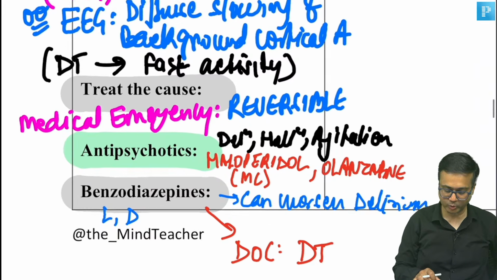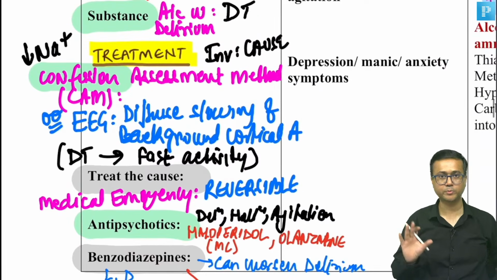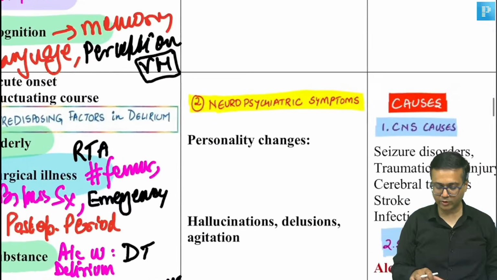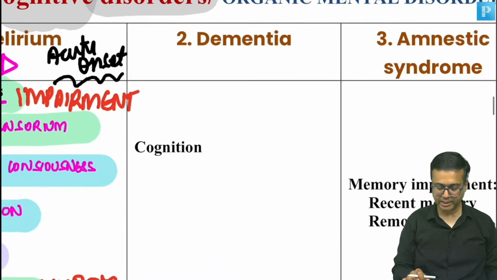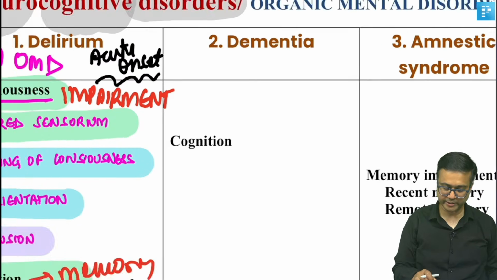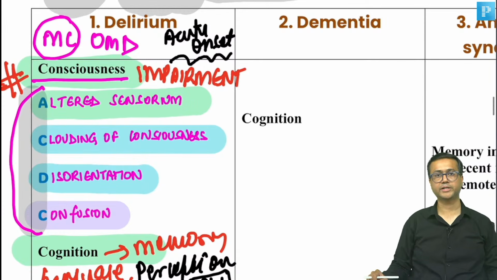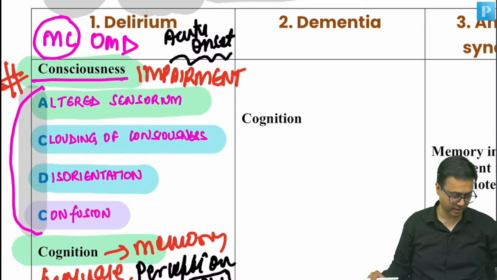So we have covered a very important topic, beta, of delirium. I hope this is clear to everyone. Let's now come to dementia. Let's now come to the second important neurocognitive disorder, beta, which is dementia. Delirium is clear to everyone now.